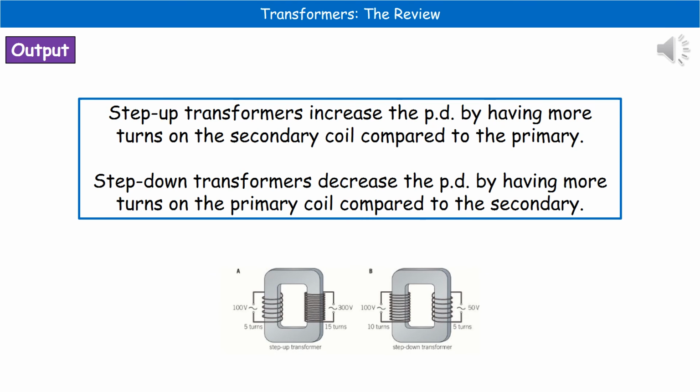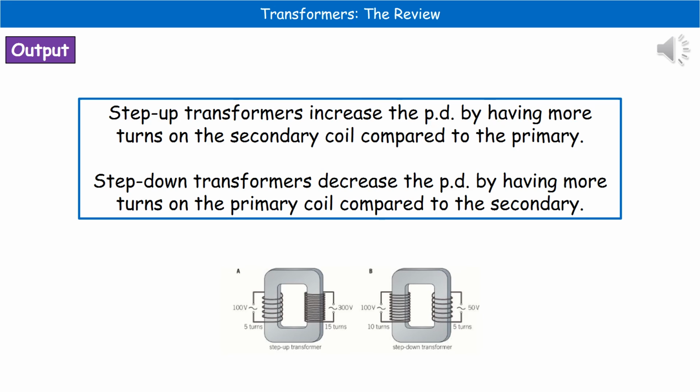So what we actually have are two types of transformer. We have step-up transformers, which will increase the potential difference, and they will always have more turns on the secondary coil compared to the primary. So the step-down transformer is the opposite. It's going to decrease the potential difference, and the way it does that is by having more turns on the primary coil than the secondary.